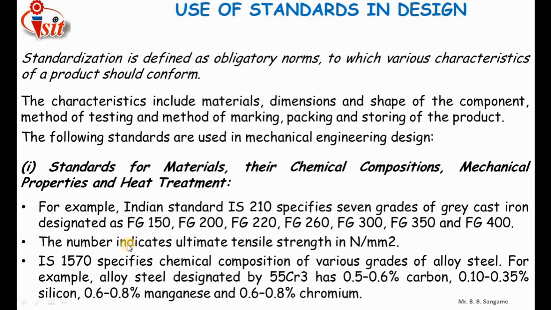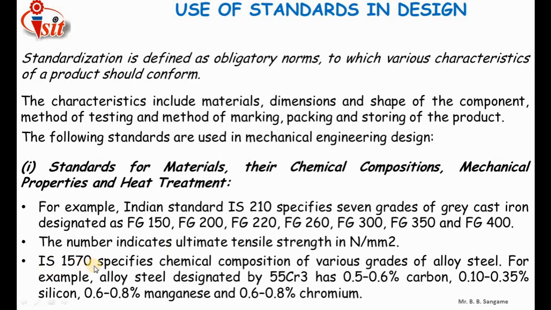Similarly, the second type of cast iron is spheroidal graphite iron, which is also called ductile cast iron. In ductile cast iron, instead of FG you will find SG, for spheroidal graphite iron, and the number represents the yield strength. Because it is ductile cast iron, it will have some elongation.